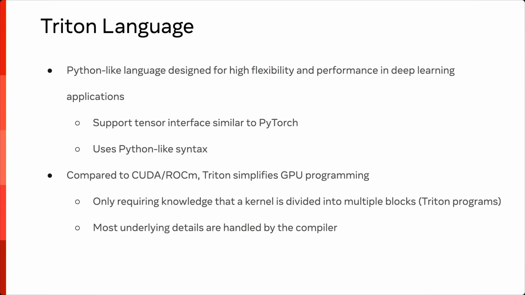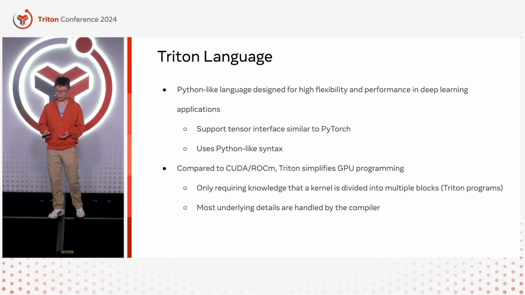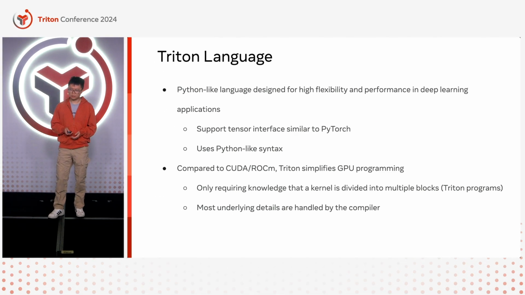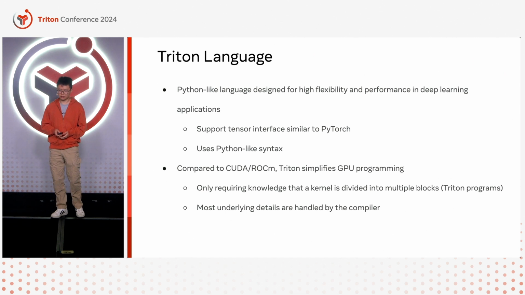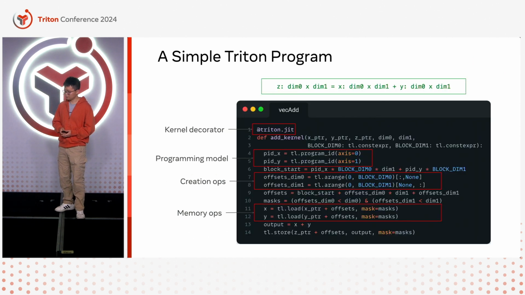But compared to CUDA and ROCm, Triton simplifies GPU programming by only requiring knowledge that the kernel is divided into multiple blocks. In our terminology, these are Triton programs, and most underlying details for optimization are handled by the Triton compiler itself. Here's a brief overview of a simple Triton kernel.